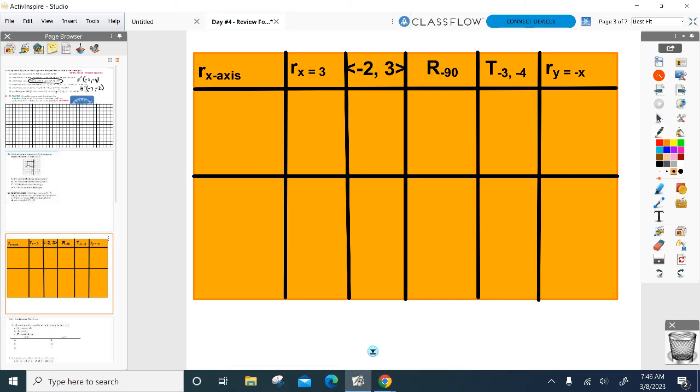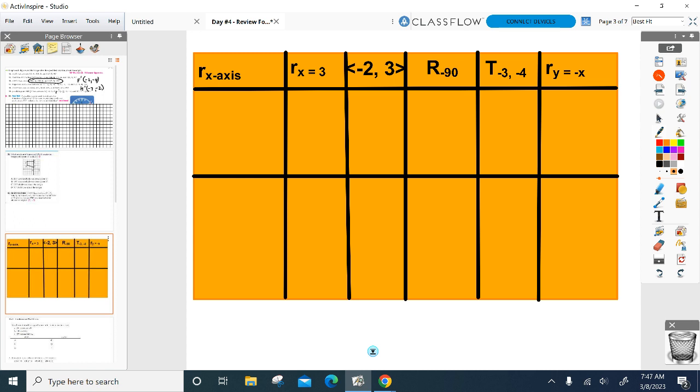Here's how we're going to start review today. I'm going to call on one person, and they're just going to give me a random point. Positives, negatives, I don't care. Give me something. We're going to plot that point, and then to that point, we're going to do each one of these transformations and see what our new point is. That's the goal. Somebody's going to give me just a random point. I don't even know what it is yet. And then we're going to go through.